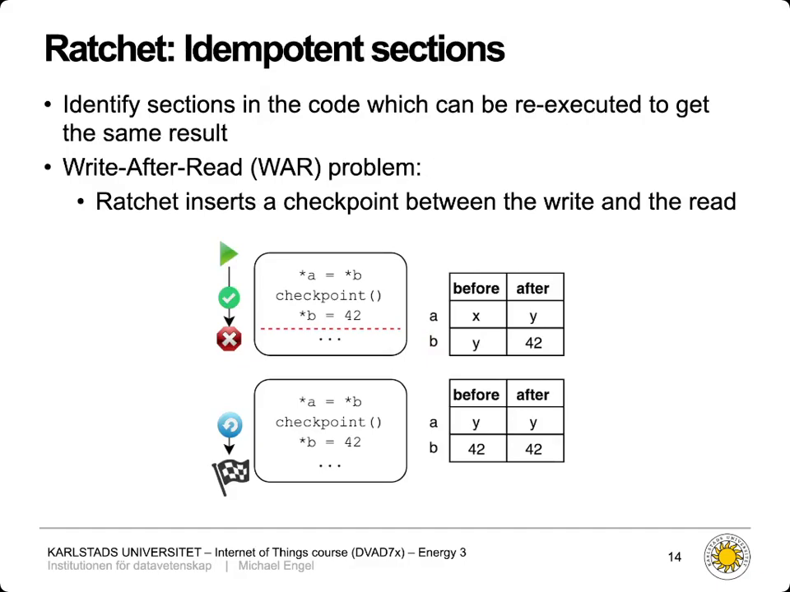So the idea of Ratchet is to identify these idempotent sections, the sections in the code which can be re-executed and are guaranteed to obtain the same results. And essentially to solve this write after read problem, Ratchet inserts a checkpoint between the write and the read, so it makes sure that the value of B is still at a consistent value when we have to re-execute the code from the checkpoint, and then we obtain the correct result.